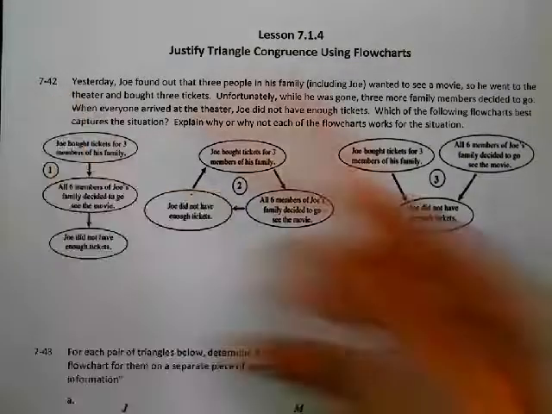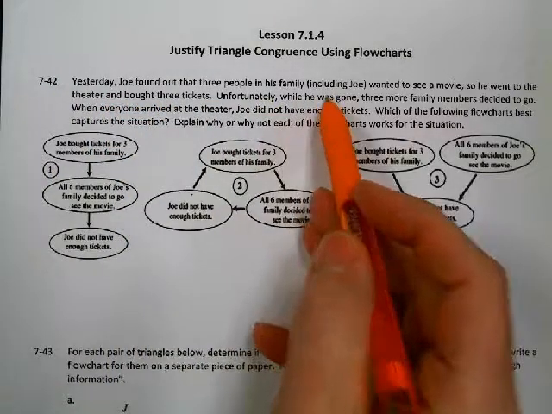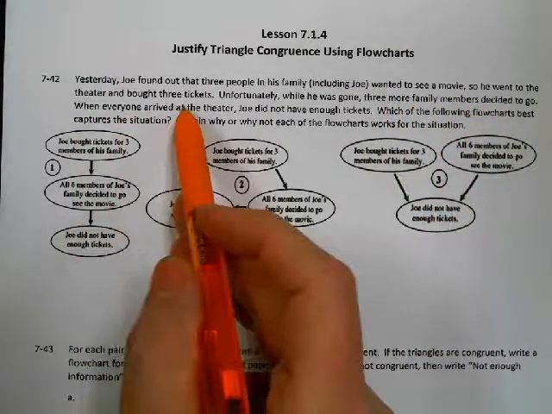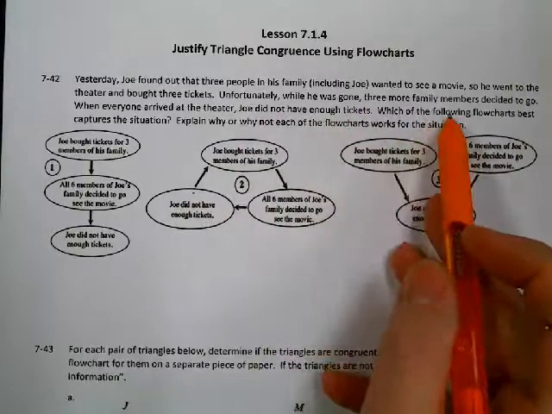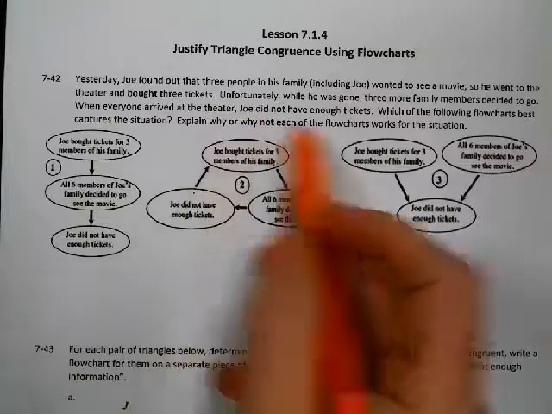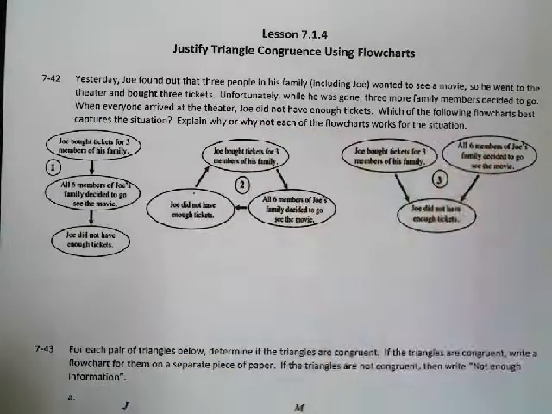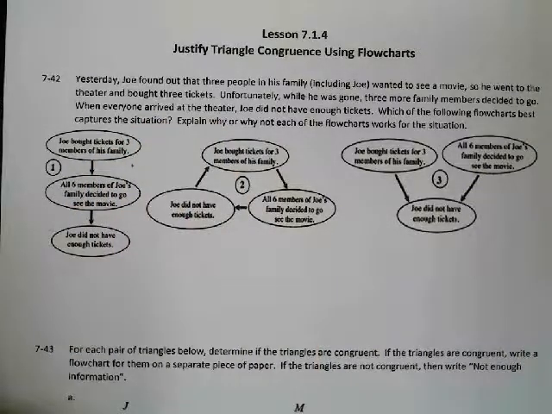All right, 7-42 says, yesterday, Joe found out that 3 people in his family, including himself, wanted to see a movie. So he went to the theater and bought 3 tickets. Unfortunately, while he was gone, 3 more family members decided to go. When everybody arrived at the theater, Joe did not have enough tickets. All right, so which of the following flowcharts captures this situation? Explain why or why not each of the flowcharts works.